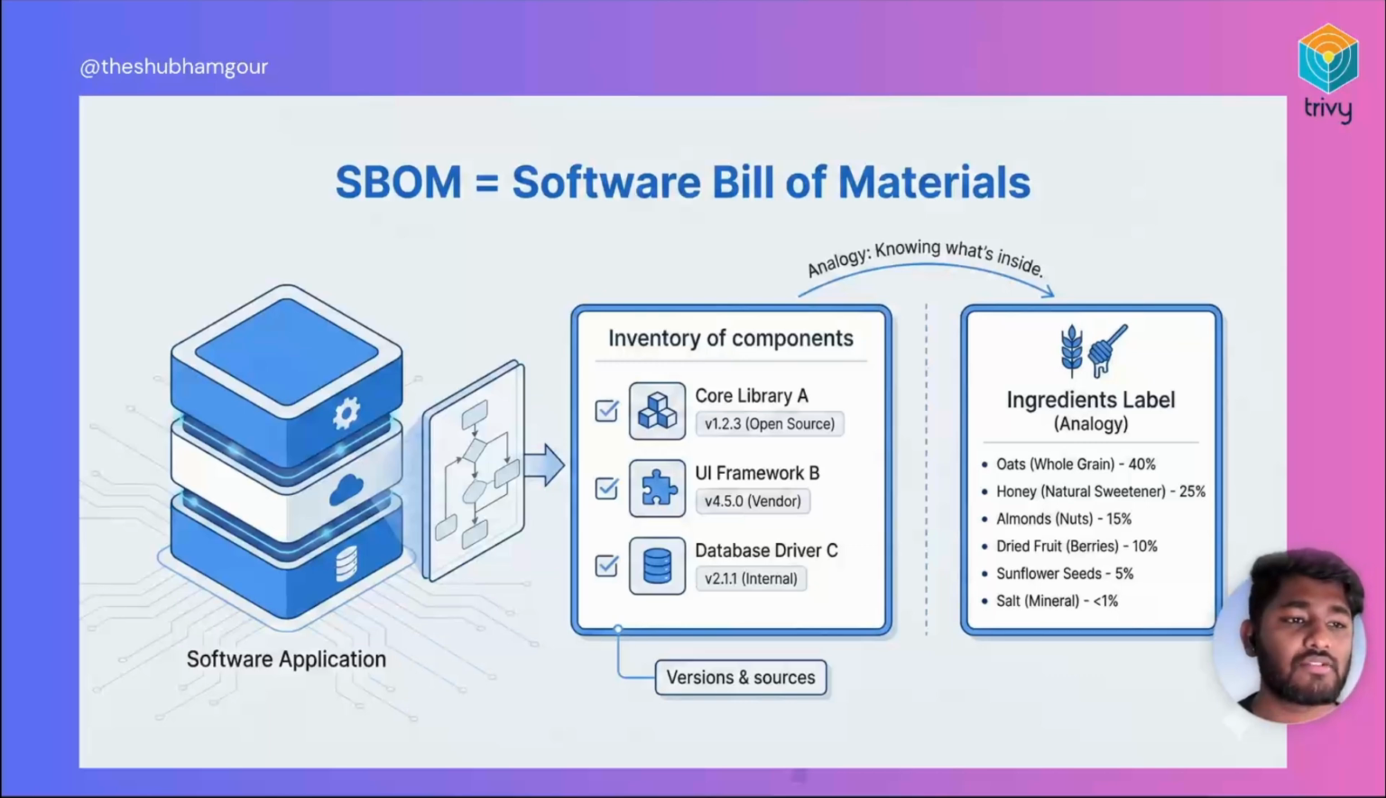Basically, we are talking about the composition of the ingredients. Likewise, a software bill of materials comes into the picture to help us identify the inventory of the components. It will give you multiple details. For example, what versions have been used, what UI framework has been used, what database is being utilized, and what core libraries are being utilized. These are all the information that an SBOM gives us.